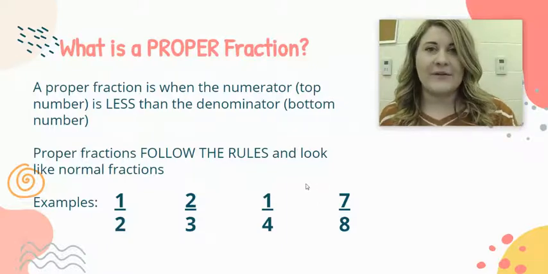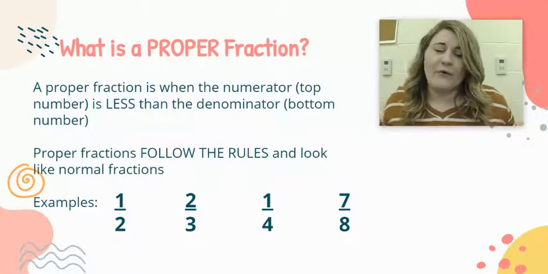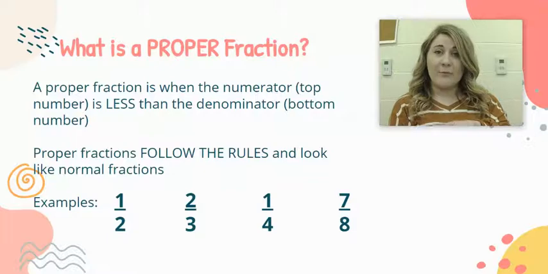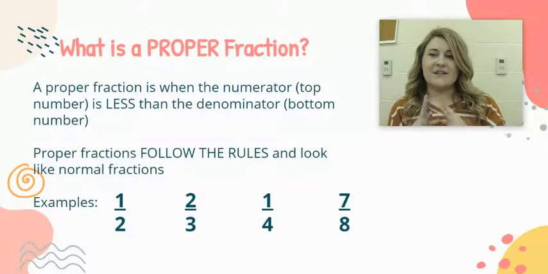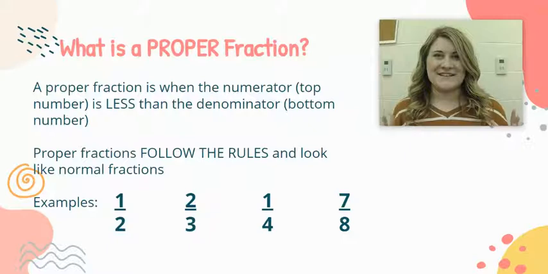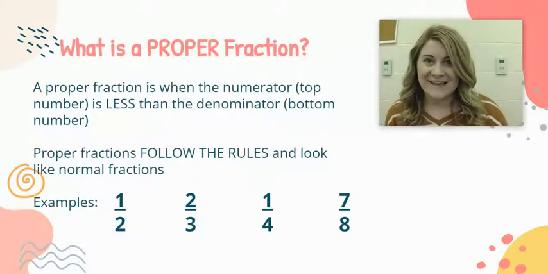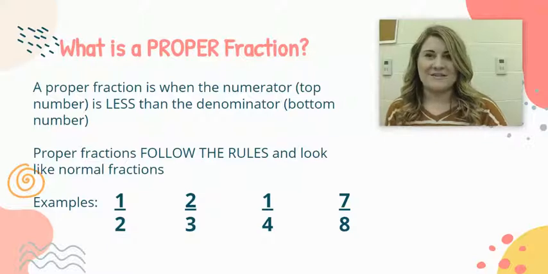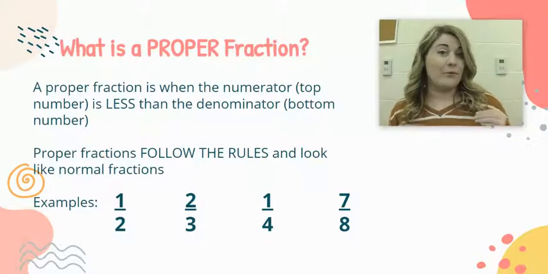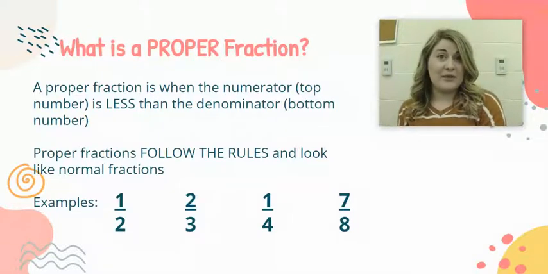All right, a proper fraction. I've got to get all proper. A proper fraction is when the numerator follows the rule and is smaller than the denominator. So these are our normal fractions. These are the normal fractions we're used to seeing on a daily basis, okay? So these are called proper fractions. The number on top is smaller than the number on bottom, and that makes it proper because it is following the rules.